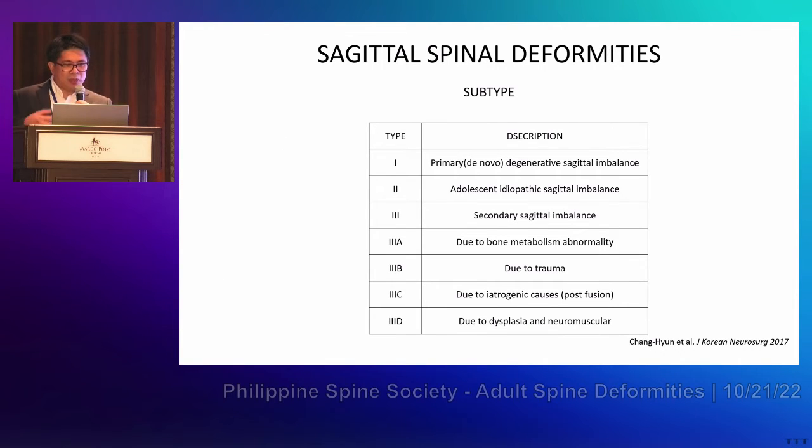Chang et al. further subdivided sagittal plane deformity based on the etiology. And one type of that is primary degenerative sagittal imbalance.